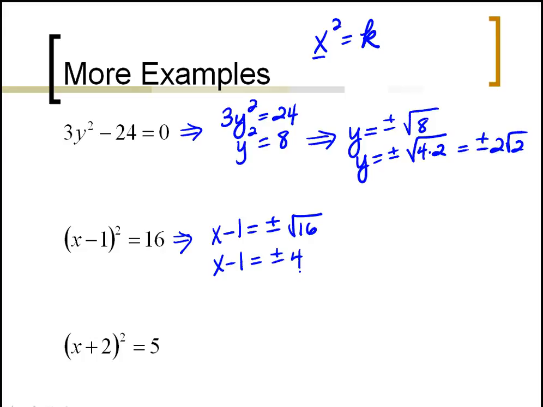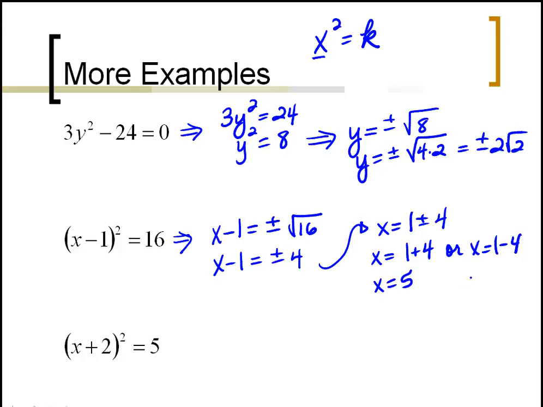We can solve for x by adding 1 to both sides. So x is equal to 1 plus or minus 4. So that really means that we get x equals 1 plus 4, or x is equal to 1 minus 4. So we have two solutions, 5 and negative 3. Okay. Let me go back and write these in the solution set form.